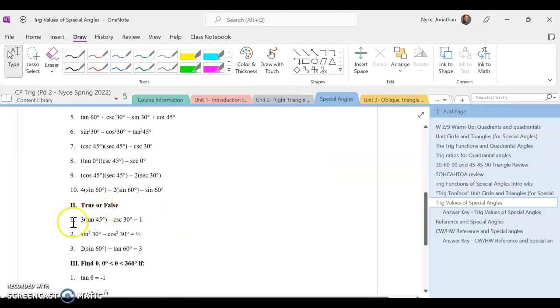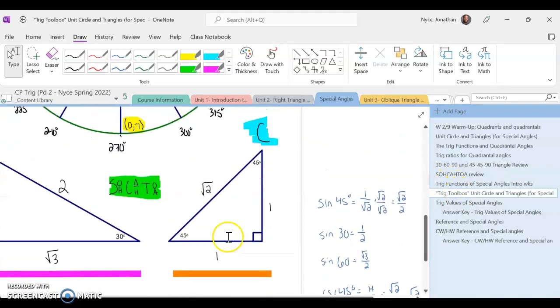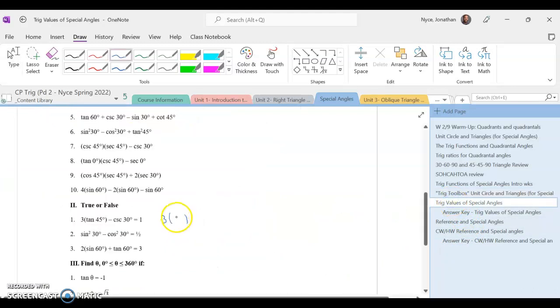For the true-false, you're basically doing the left-hand side and seeing if that is equal to the right-hand side. So for this one, we're doing 3 times the tangent of 45 degrees. So for the tangent of 45 degrees, toolbox, here's my 45, 45, 90 triangle. I know tangent is opposite over adjacent. So if I pick this 45-degree angle, the opposite side is 1, and the adjacent side is 1. 1 divided by 1 is just 1. So the tangent of 45 degrees is 1.